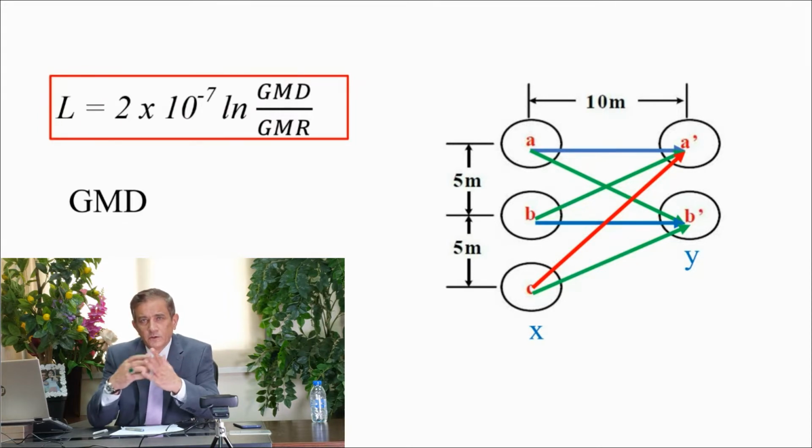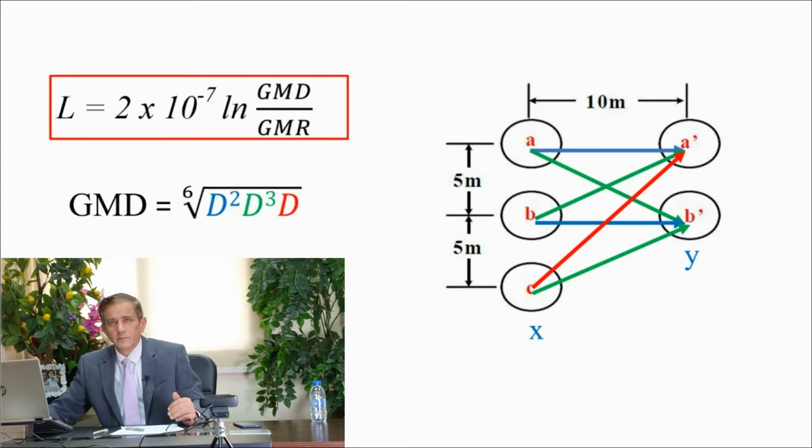So I can multiply all these 6 spacings together to the power of 1 over 6, the 6th root of their multiplication. Of these 6 spacings, 2 of them, the blue ones, are equal, and 3 of them, the green ones, are equal. You can do Pythagoras easily, you can check this. And one is red, the larger one.